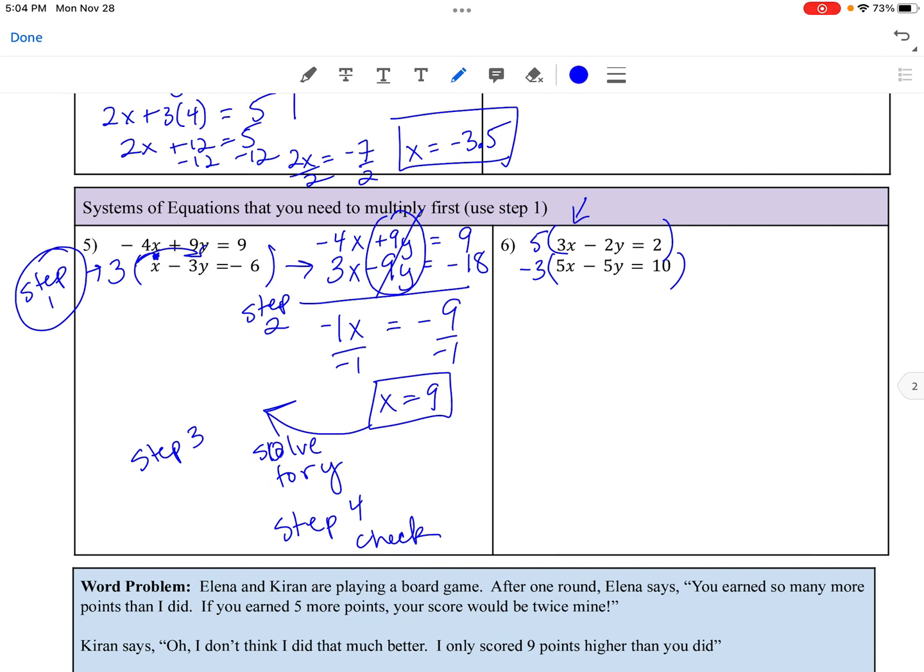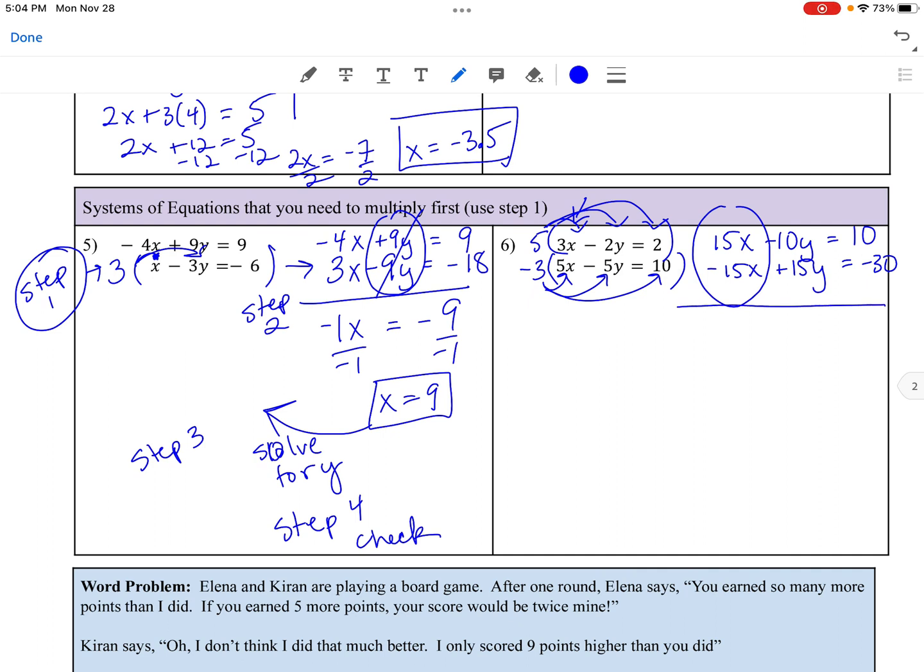So then we're going to distribute this 5 across to all 3 terms, and we get 15x minus 10y equals 10. Notice that we had to multiply that 5 times every term, and then we're going to distribute that negative 3 all the way across as well. Negative 15x plus 15y equals negative 30. So now we're in a good situation because look, these x's, when we add these 2 equations together, the x's are going to disappear. So here we used step 1, we multiplied both equations by something.